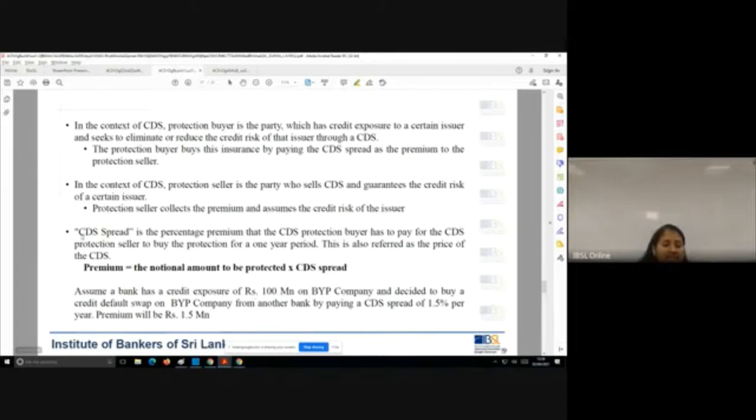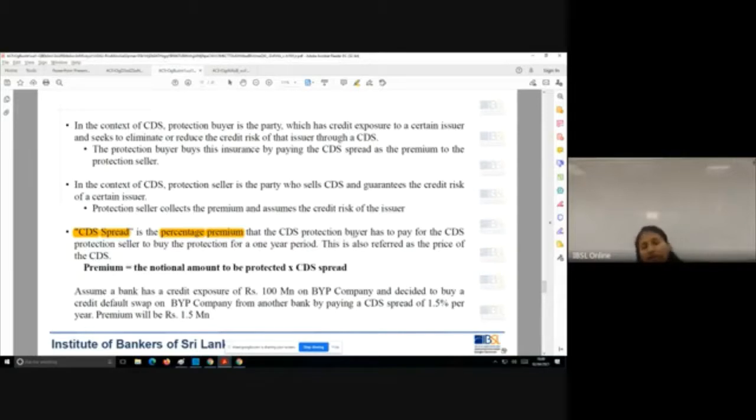What do you mean by CDS spread? It is a percentage. Remember that this is not in amount terms, it's in percentage. It's the percentage premium that the CDS buyer has to pay to the CDS protection seller for 1 year. Again, remember it's annually, so it represents only 1 year payment.